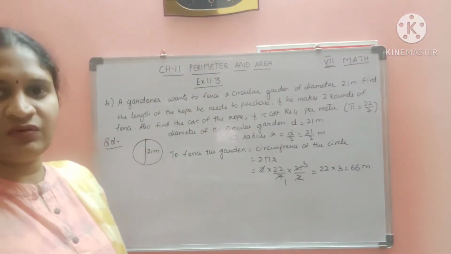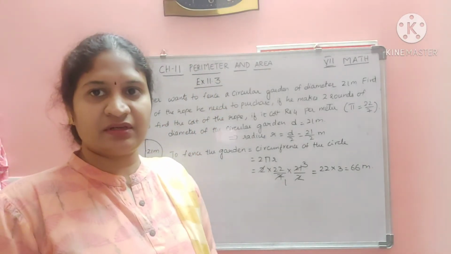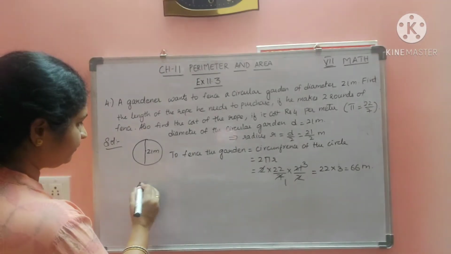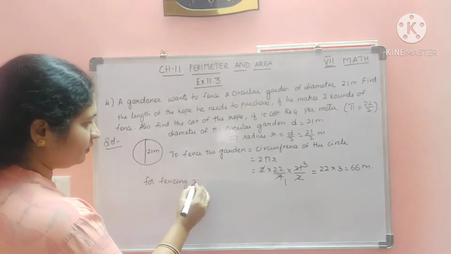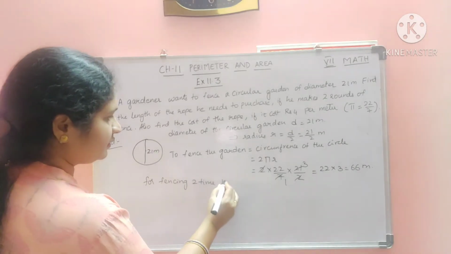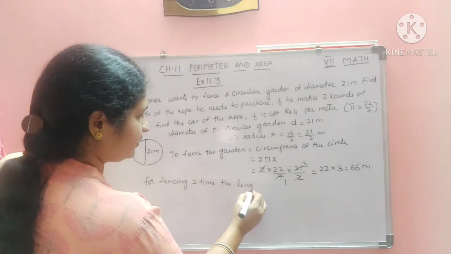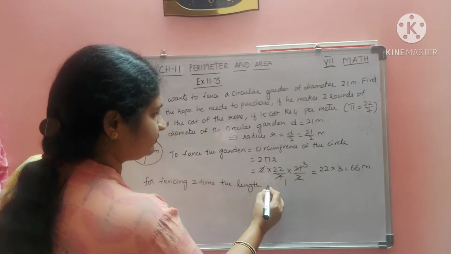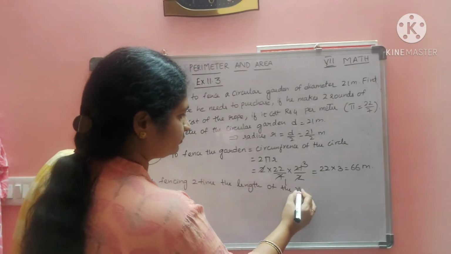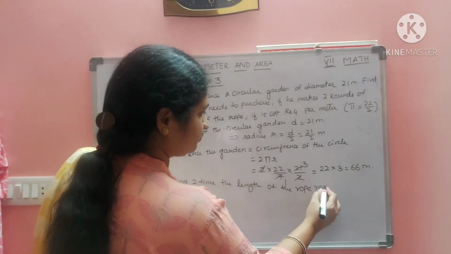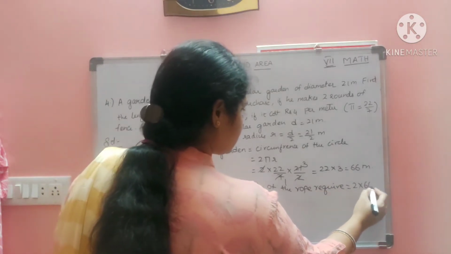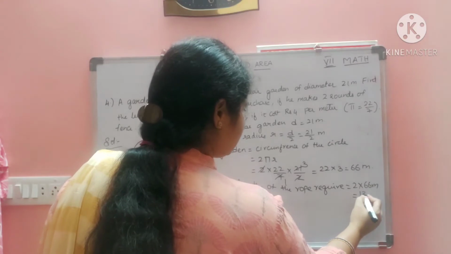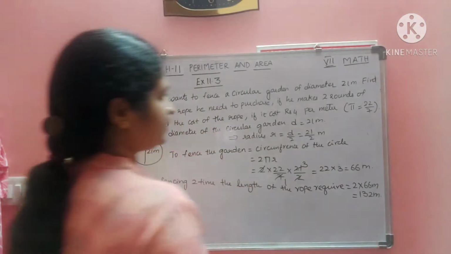Okay. Here he wants to fence 2 times. Right? For fencing 2 times, the length of the rope required is equal to 2 into 66 meters, which is equal to 132 meters.